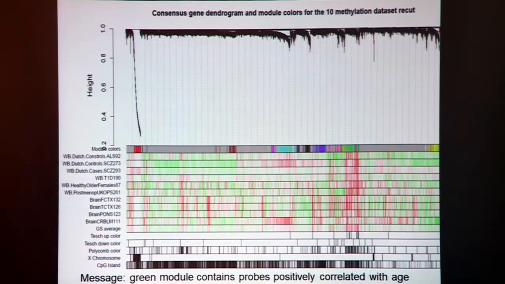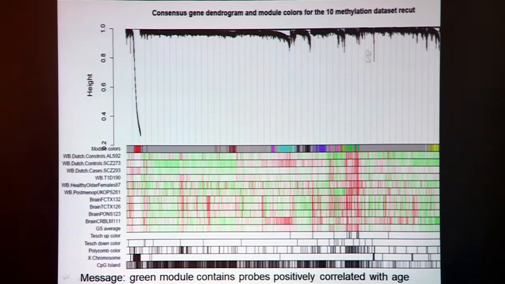So by now you've seen these types of outputs. This is a cluster dendrogram, which really represents the output of the consensus modules analysis. There was one consensus hierarchical cluster tree, but it is really based on these 10 different data sets. And as you know, the first color band shows the module color, and the other color bands report age correlations. So for each CpG, you report how highly it is correlated with age in these respective data sets.